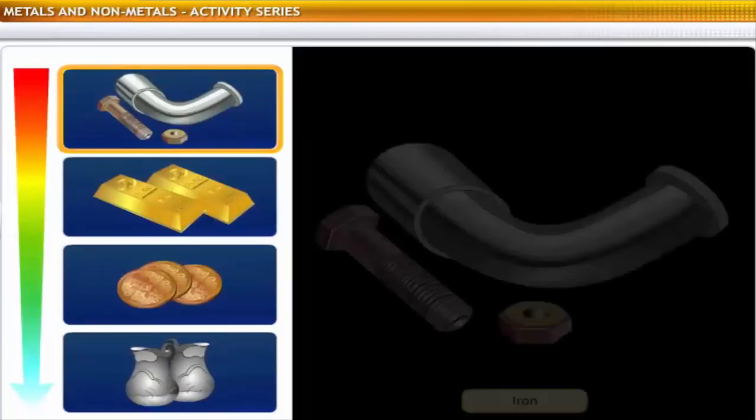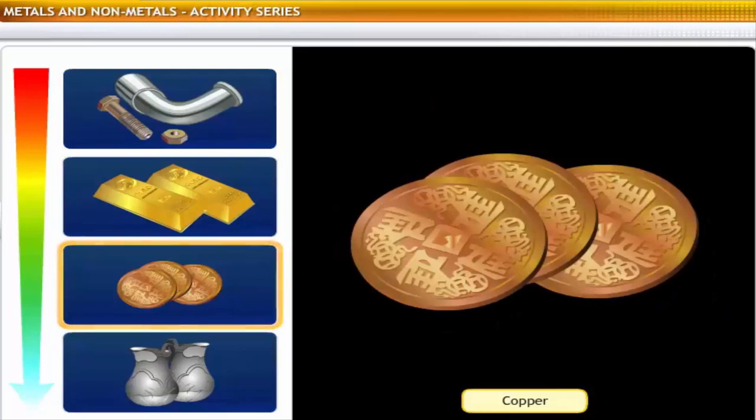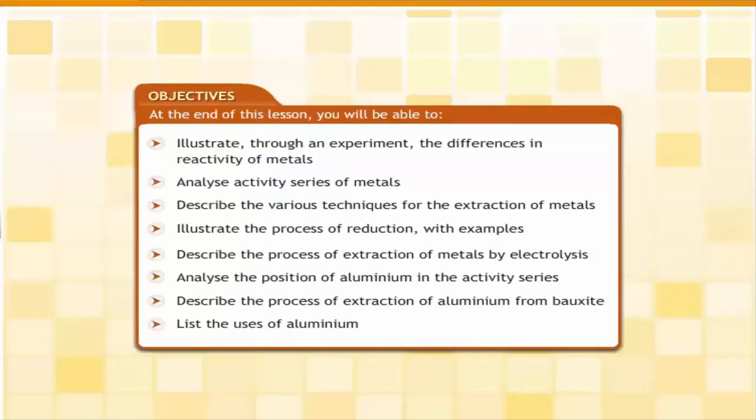Scientists have arranged metals in a series based on their chemical reactivity. In this lesson, you will learn about the arrangement of metals in an activity series based on their reactive properties. You will also learn how the positions of metals in an activity series impact the process of extraction from their respective ores. You will learn in particular about the extraction of aluminium from its ores.